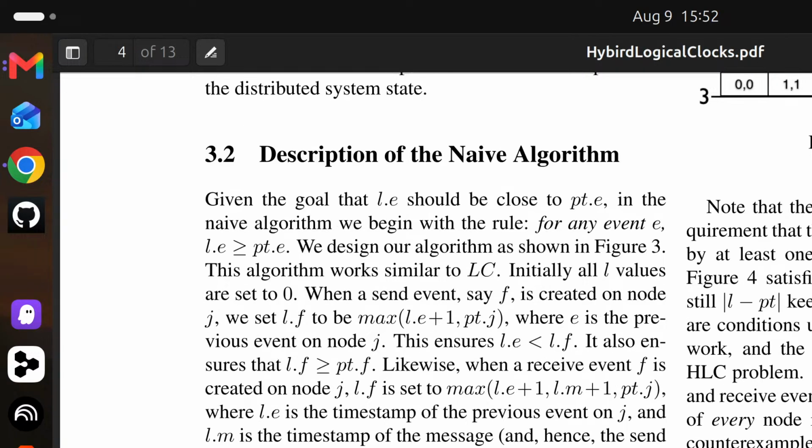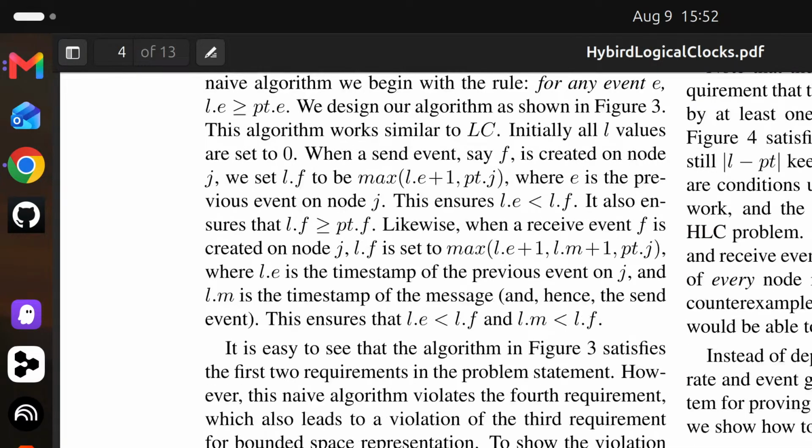However, this naive algorithm violates the fourth requirement, which also leads to violation of the third requirement for bounded space representation. To show the violation of the fourth requirement, we point to our counter example in figure 4, which shows how the difference between logical time of event e minus physical time of e grows in an unbounded fashion.